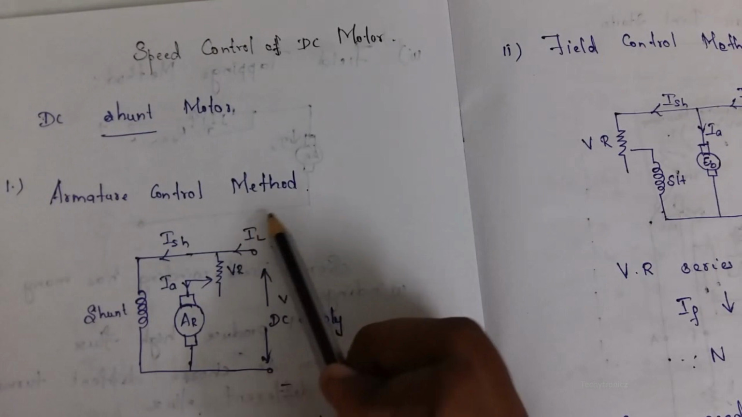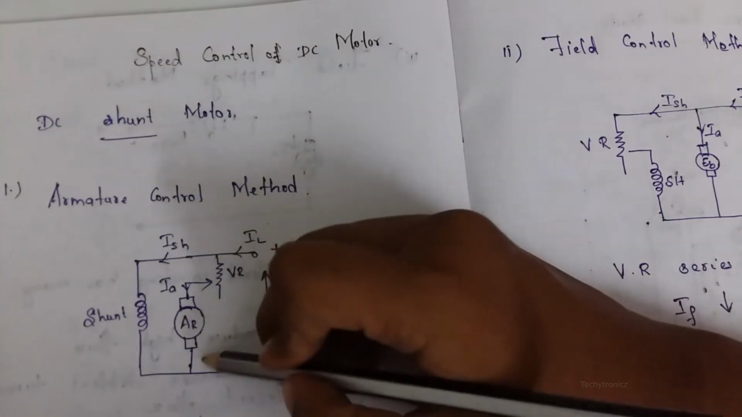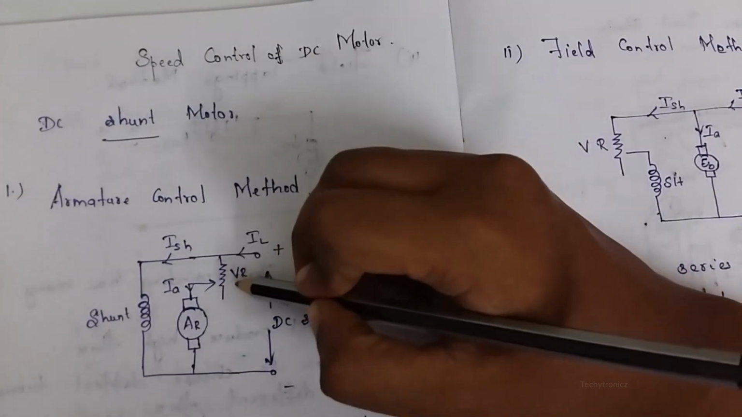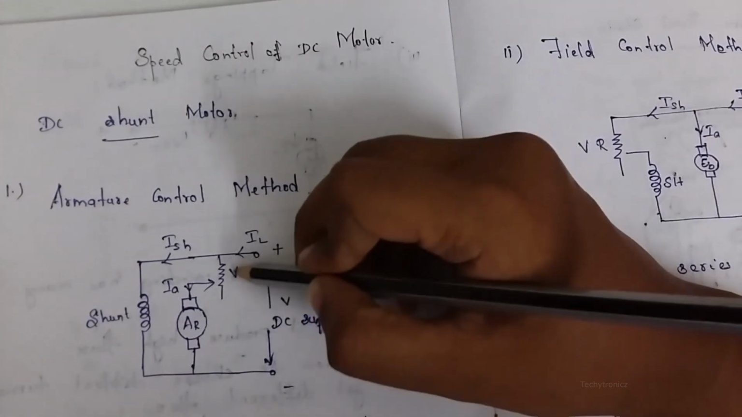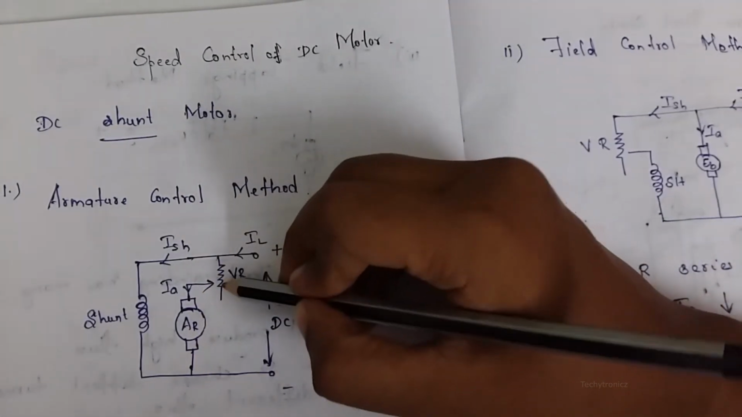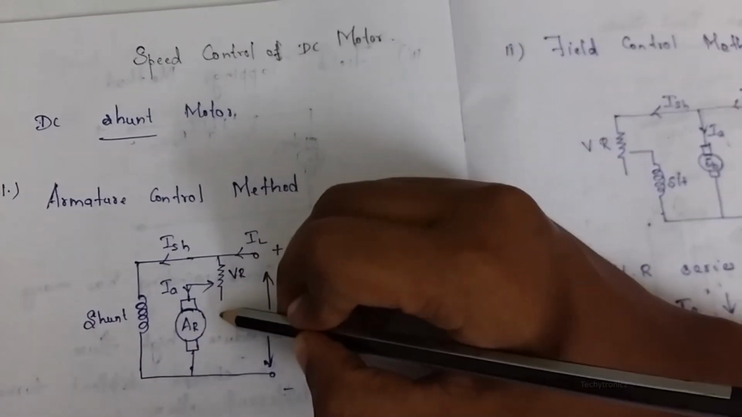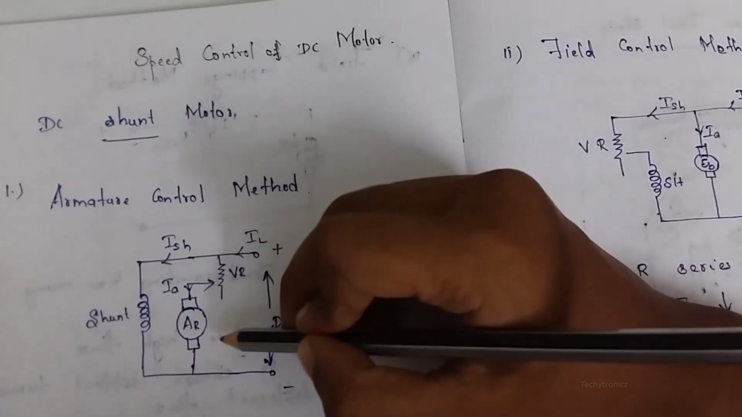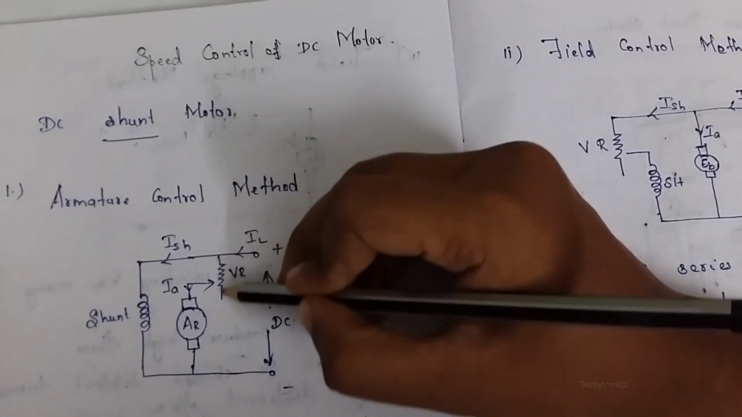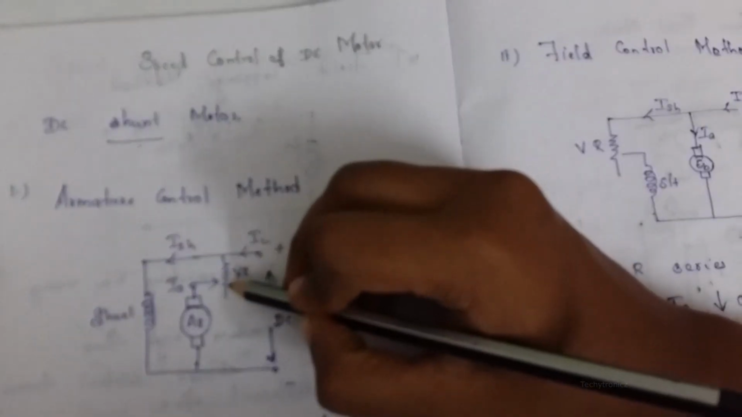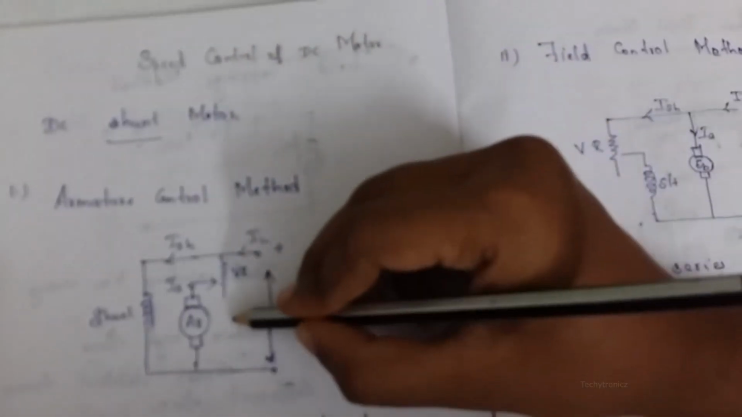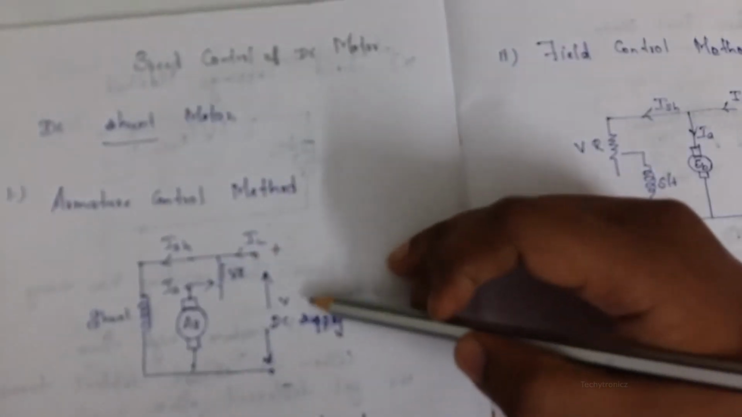In the armature control method, the armature of the DC motor is connected in series with a variable rheostat. This is the variable rheostat and this is the armature of the DC motor. These two are connected in series so that we can reduce or increase the speed of the DC motor by varying this rheostat. The DC shunt motor is connected with a DC supply.